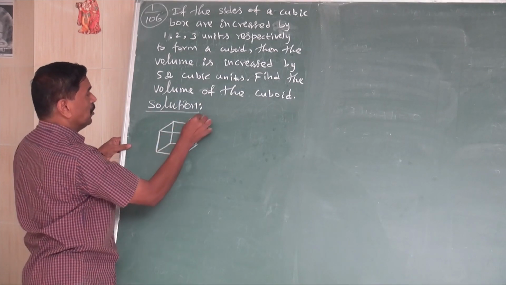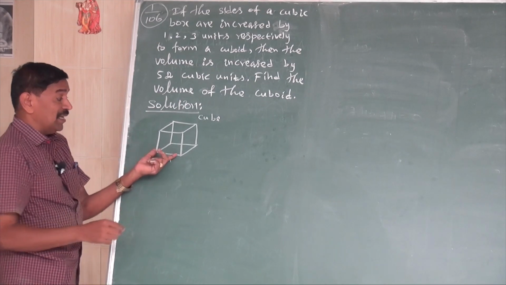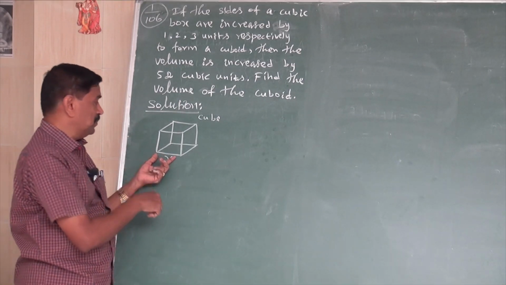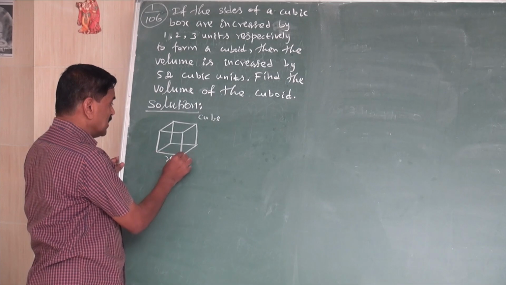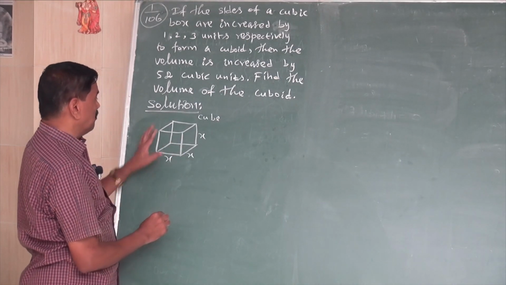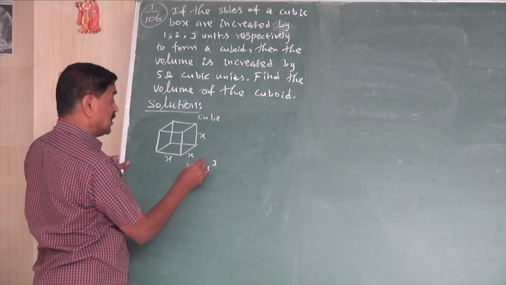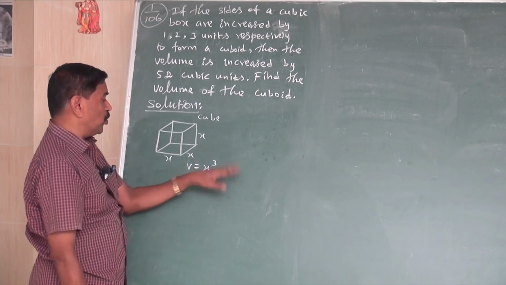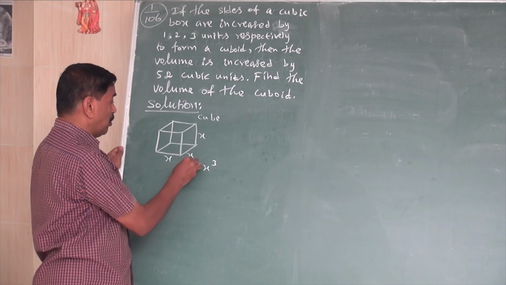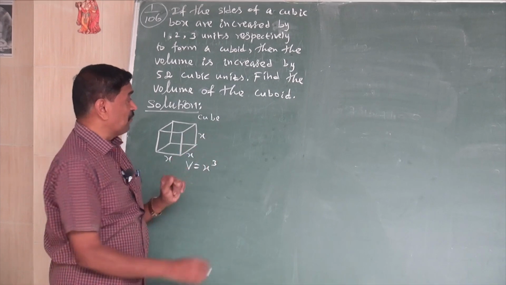So which is a cube? Here, let x be the length of the side of the cube. That means length is equal to x, breadth equal to x, and height also equal to x, which is a cube. And we know that the volume of the cube is equal to x cube cubic units. It is a rough idea.